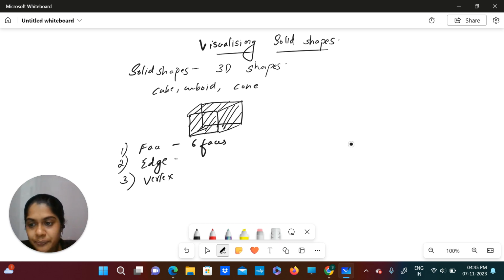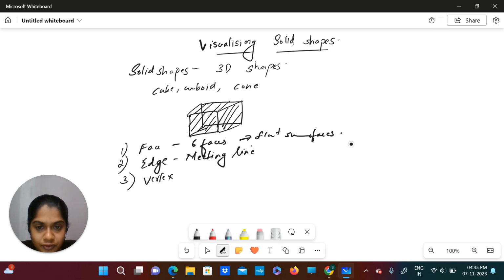And what is meant by edge? Face is a flat surface. Now edge is the meeting line of 2 faces. Look at this, this face and this face are meeting at this line. Similarly, this face and the bottom face are meeting at this line. This is called an edge. The meeting line of faces, that is edges.